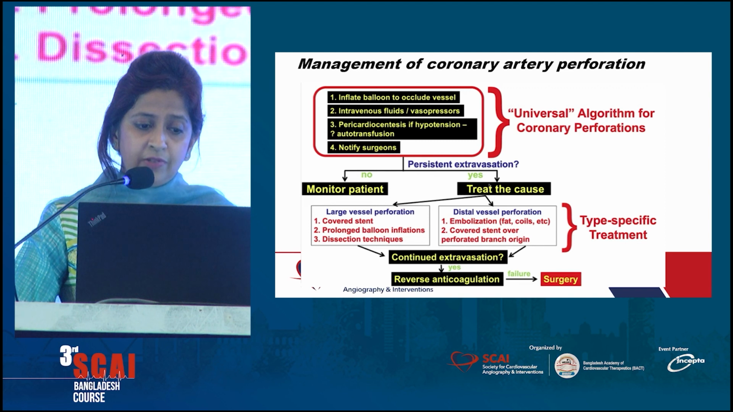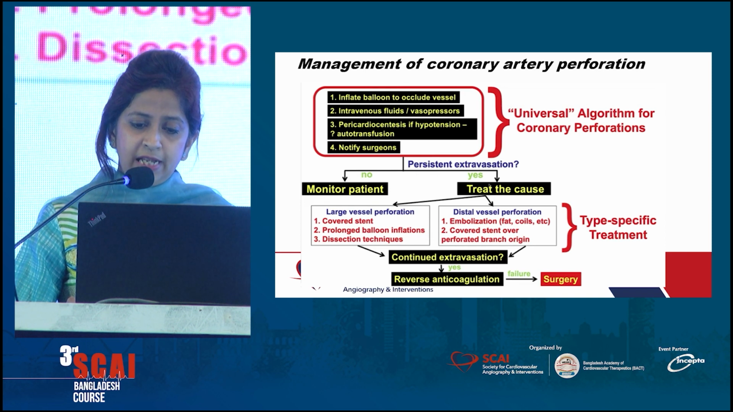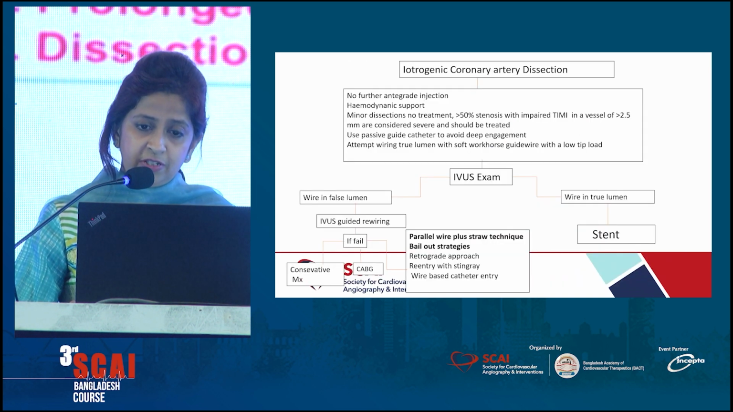If we fail, we can try with covered stent or dissection technique. In case of distal vessel perforation, we can try with embolization or covered stent over the perforated branch. If there's continued extravasation, we should reverse the anticoagulation and send the patient for surgery.